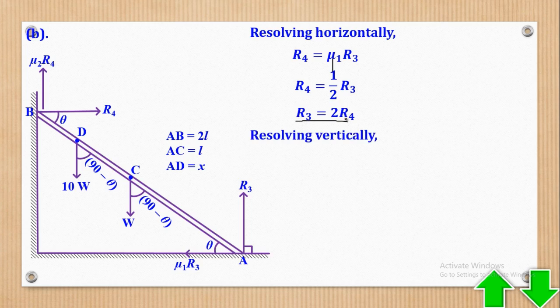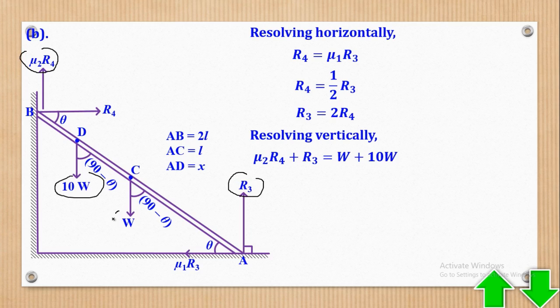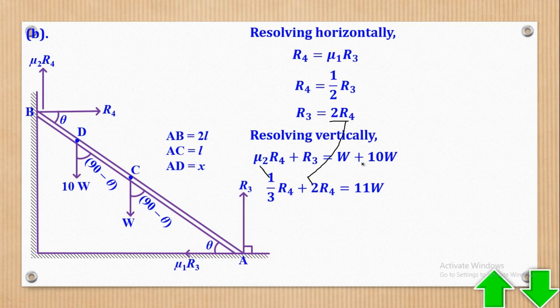The next is to resolve vertically. Upward forces are equal to downward forces. Upward there is this mu2 R4 and also this R3, but downward there is 10W and also W. So these two will be equal to the sum of these two, and that's where this segment is coming from. The good thing, we know that mu2 is a third, so we shall substitute a third, and also know that R3 is 2 R4, so we shall substitute. Then this 2 is equal to 11W. So when I combine these two, I'll come up with 7 over 3 R4 equal to 11W, meaning that W is equal to 7 over 33 R4.